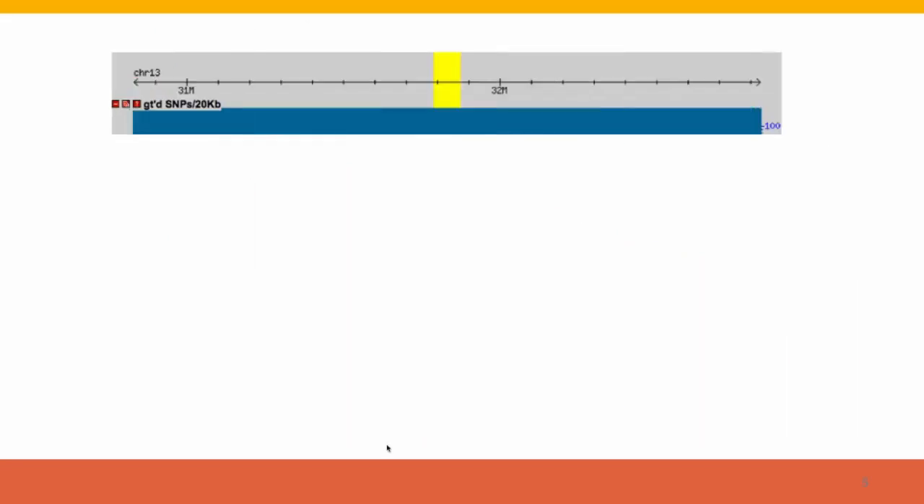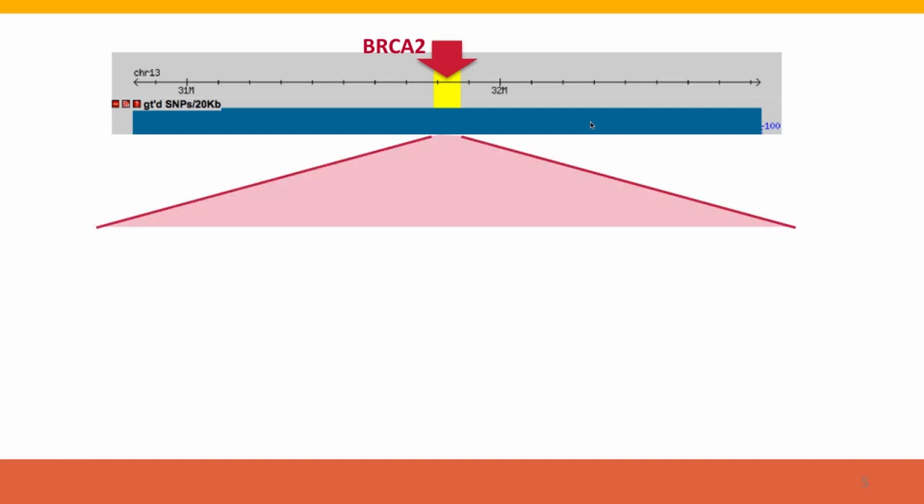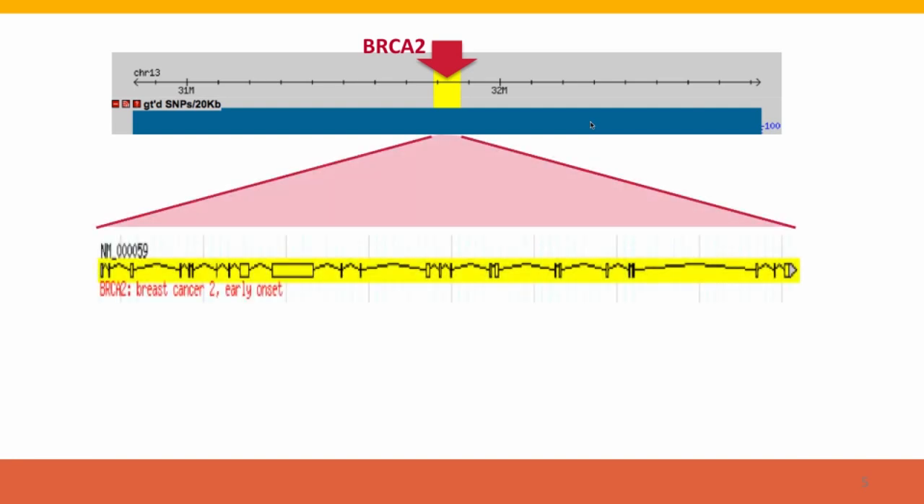So let's zoom in some more. Here's the 2 megabase segment of the chromosome. We'll zoom in to see the BRCA2 gene. And now this yellow segment is the whole gene. The gene itself, we see, is almost 1 million base pairs long. No, it's about 90 kilobases, 90,000 base pairs long.